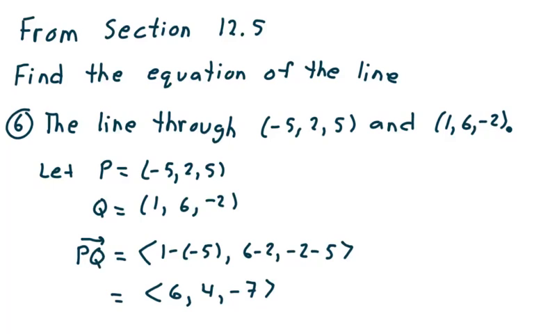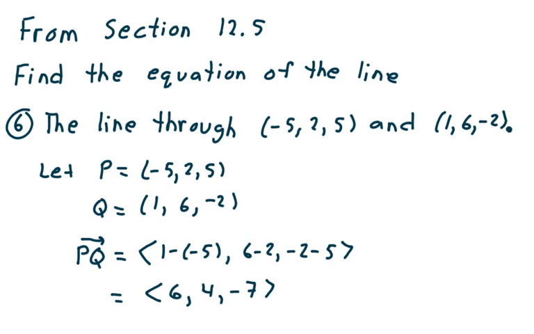This is a video from section 12.5. The directions say to find the equation of the line. In problem 6, we want the equation of the line through points (-5, 2, 5) and (1, 6, -2). Let P equal the point (-5, 2, 5). Let Q equal the point (1, 6, -2).